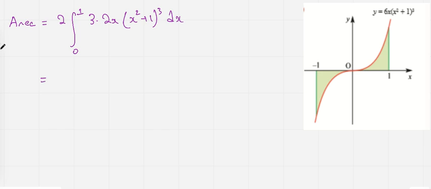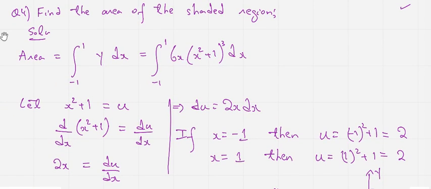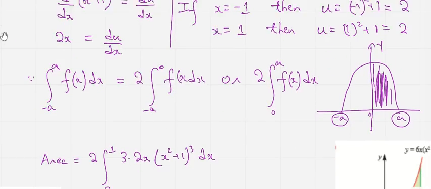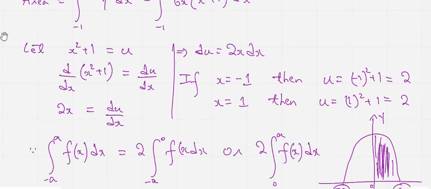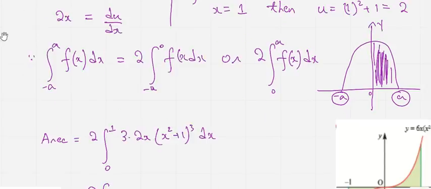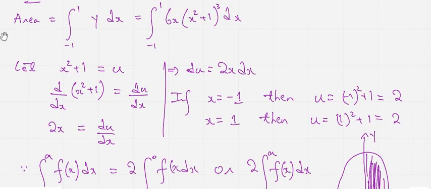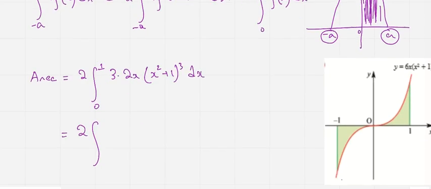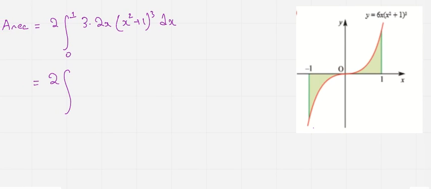Now, as I told you in the beginning, my x squared plus 1 is u. So if my x is 0 here, what is going to be my u? My u is going to be 0 squared plus 1, that is 1. And when my x is 1, my u is 2. So just remember that. We are going to use it here.